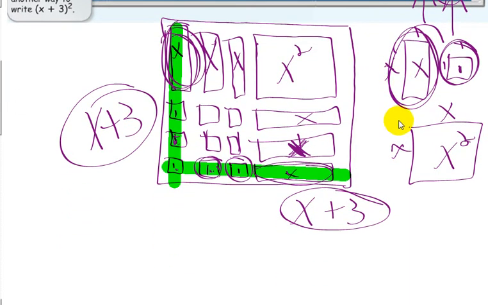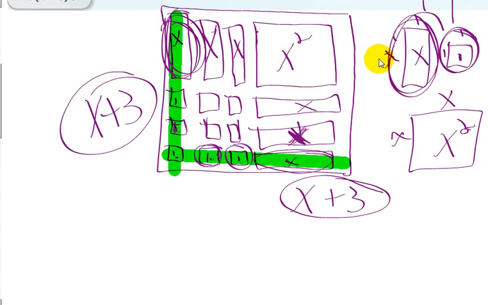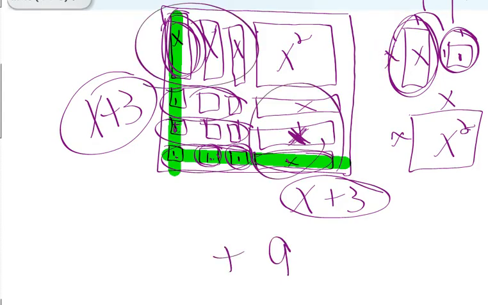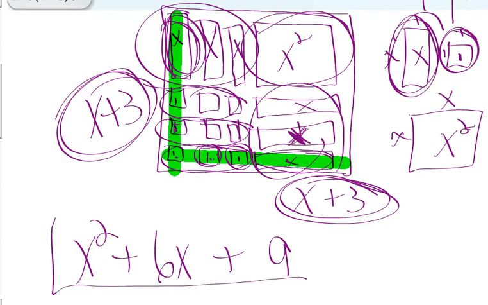So now, how do we prove this works? What do we have here? Well, in the end, we have 1, 2, 3, 4, 5, 6, 7, 8, 9 ones. How many x's do we have? 1, 2, 3, 4, 5, 6 x's, and 1 x squared. So we can say that the area of a square with the side length of x plus 3 is x squared plus 6x plus 9.